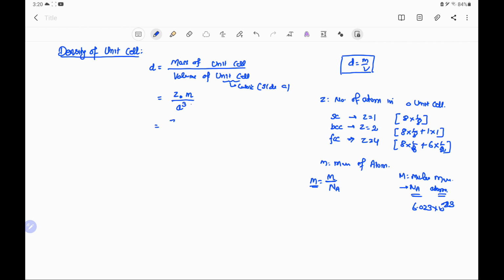So we can write density equals Z into M divided by A cube into Na, where small m represents the mass of the atom and capital M represents the molar mass. Na is the Avogadro number, having the value 6.023 into 10 to the power 23. So using this formula, we can calculate the density of the unit cell. Now we will calculate some numerical problems.